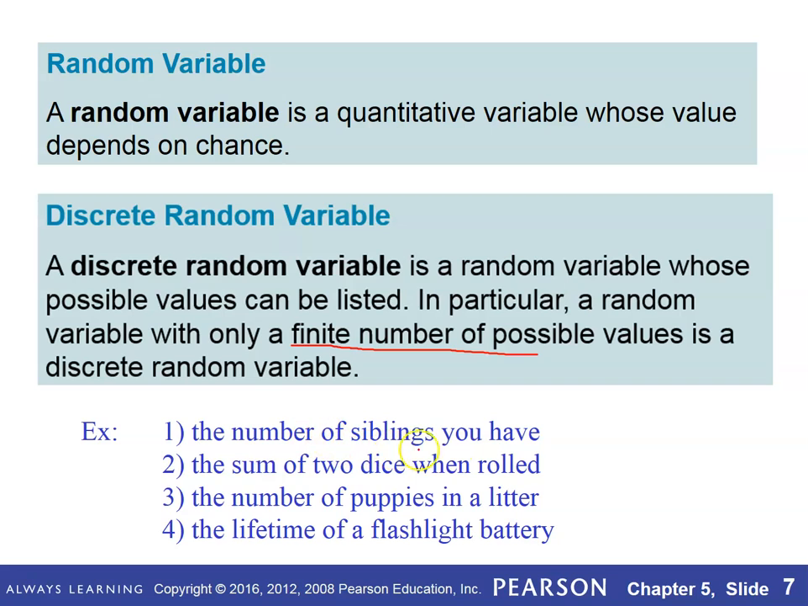Examples of this would be the number of siblings you might have, the sum of 2 dice when you roll a pair of dice, the number of puppies in a litter, the lifetime of a flashlight battery. Now this would have a lot more possibilities, and we would have to round this one to the nearest minute or the nearest hour, okay? But it could be 10 hours, it could be 200 hours, or it could be 2,000 hours, depending on how good the battery is. But it wouldn't last forever. It would be finite.